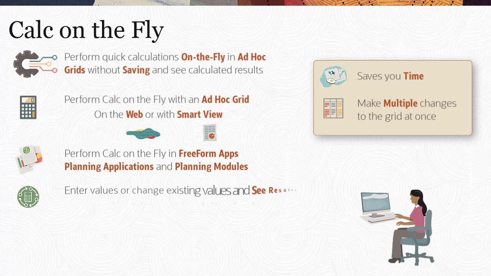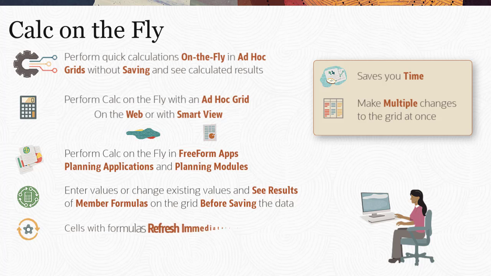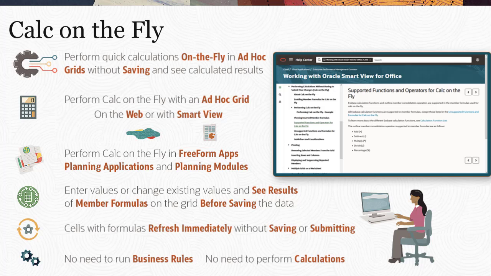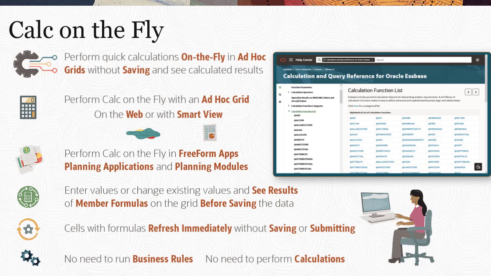You can enter values or change existing values in data cells and see the results of member formulas on the grid before saving the data. The cells with formulas refresh immediately with the calculated values without actually saving or submitting the changes. You do not need to run any business rules or perform calculation functions to refresh the values in grids. For more information on supported functions, see supported functions and operators for Calc on the fly in the Working with Oracle SmartView for Office guide.